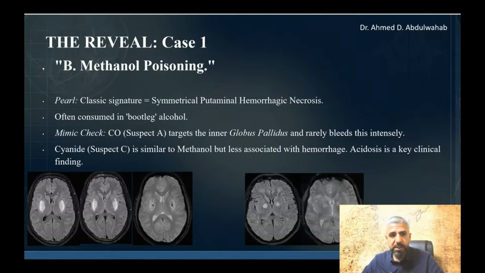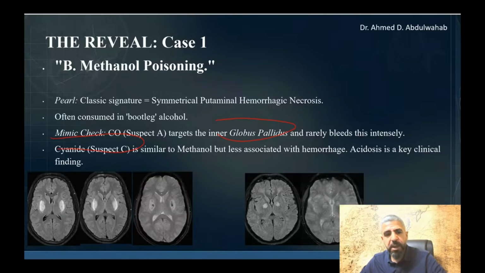So, mimic check. Suspect number A, CO poisoning. It targets the globus pallidus, not the putamen, and it rarely bleeds this intensely. Cyanide, which is suspect number C, or letter C, is similar to methanol, but less associated with hemorrhage. Acidosis is the key clinical finding. So, methanol, found in windshield washer fluid or fake alcohol, turns into formic acid, which is toxic to the putamen. Remember, globus pallidus is CO, putamen, methanol.